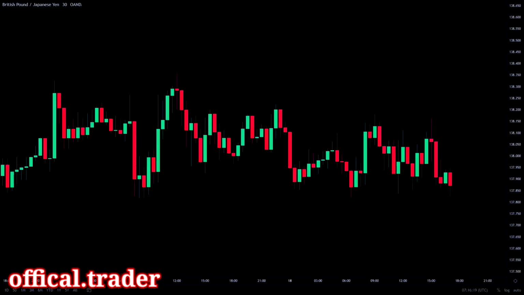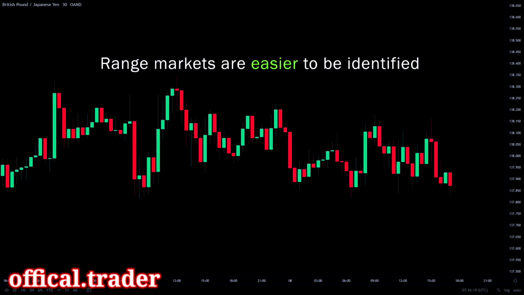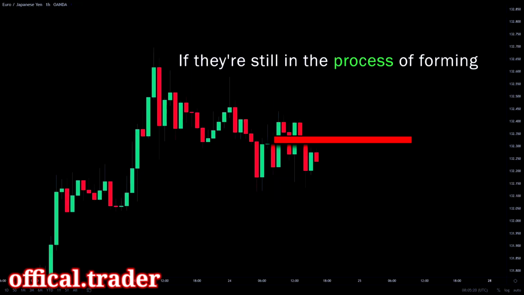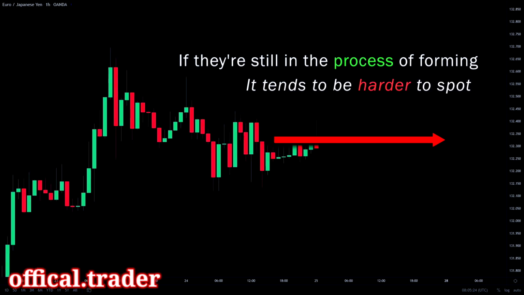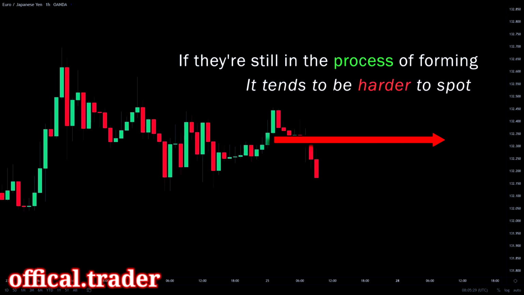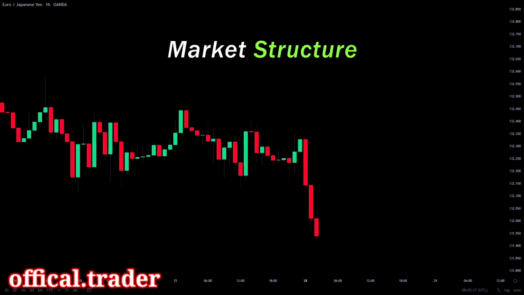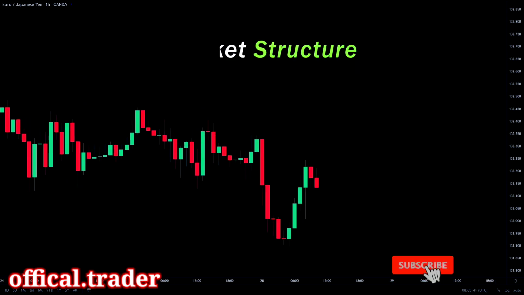So first, in order to earn profits on a ranging market, we first need to know how to actually identify them. And normally, ranging markets are a lot easier to identify after they have already formed. But if they're still in the process of forming, it tends to be harder to spot. And so a simple trick that I like to use to identify ranging markets as they're forming is to pay close attention to the market structure. Let me show you an example.